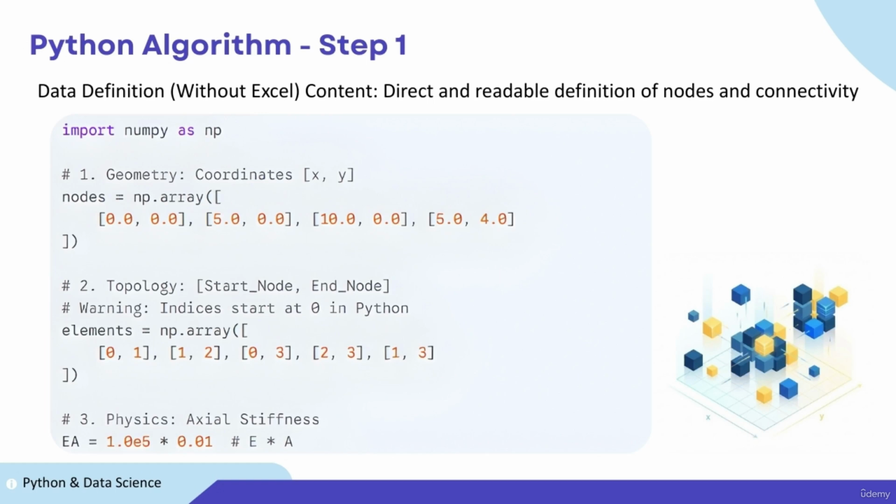Let's open our Python environment. Step 1 is defining the geometry. Instead of hard-coding values, we use arrays. This makes our code generic. We define a nodes array. Row 0 represents node 1 at coordinates 0, 0. Row 1 represents node 2 at coordinates 2, 2. Row 2 represents node 3 at coordinates 4, 0. We also define an elements connectivity array. This tells Python which nodes are connected. For example, element 1 connects node 0 and node 1.